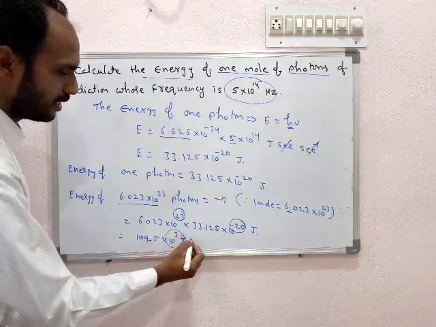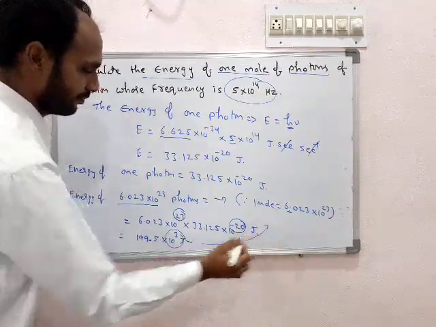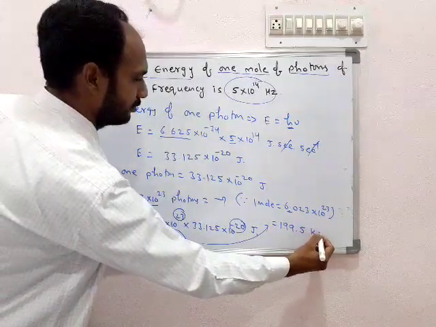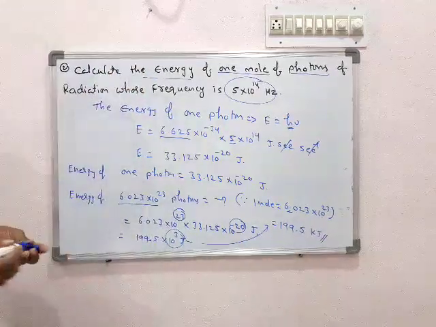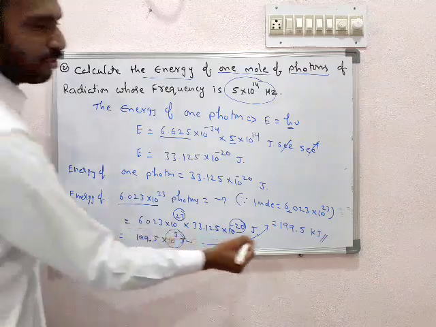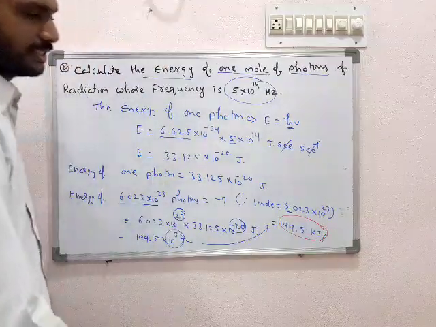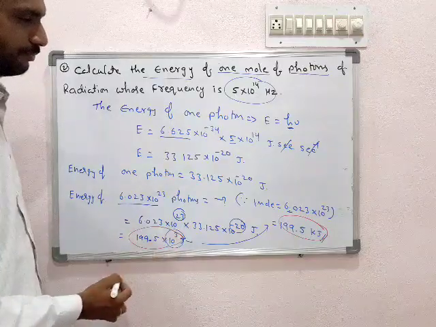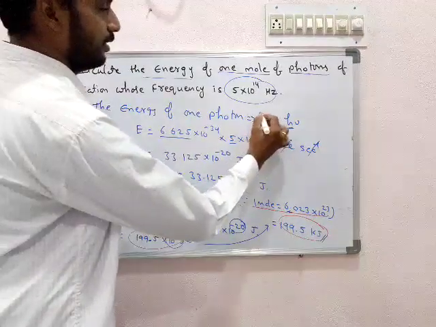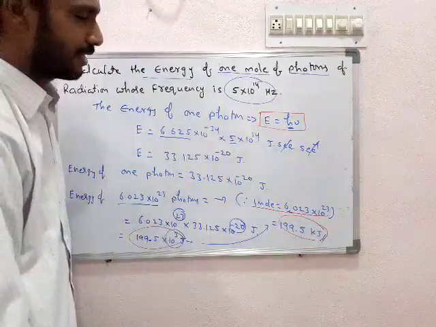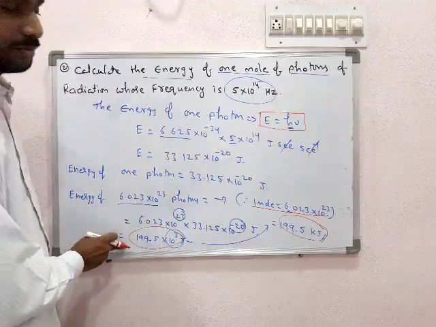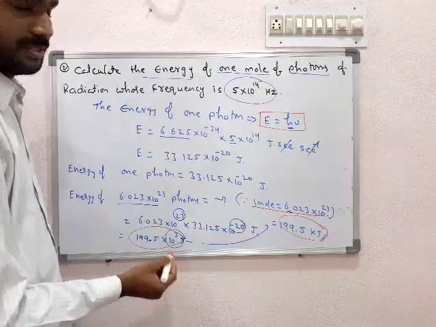In place of 10 power 3 joules, we can write 199.5 kilojoules. So it is the energy of 1 mole of photons in kilojoules. This is in normal joules. Here we need to remember that E equals h nu is the energy of only one particle always. For one particle you got this much energy. We calculate it for 1 mole. 1 mole number we know. Okay, just take it.